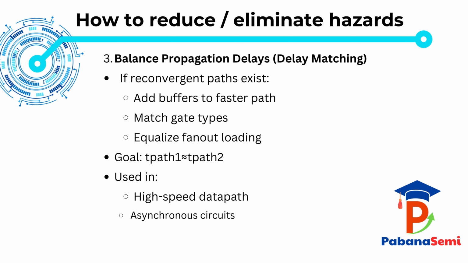To reduce this, we can, first, add buffers to the faster path so both paths take approximately the same time. Second, match gate types along both paths. If one path has more complex gates than the other, their delays will differ. Third, equalize fan-out loading. If one path drives many gates and the other drives fewer, their effective delays will be different. The goal is simple. Make the path delays approximately equal, so T-path 1 ≈ T-path 2. When arrival times are aligned, the chance of temporary incorrect evaluation is reduced.